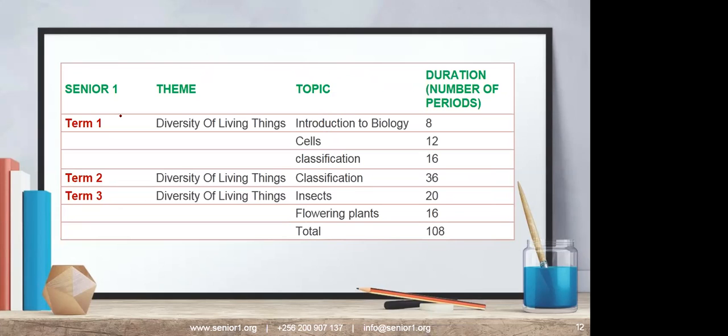Now, it's divided into themes. Of course, the terms remain term 1, term 2, term 3, okay? And the theme that we shall learn is diversity of living organisms. Diversity, who knows what the word diversity means? You can raise your hand and tell me, what do you think is the meaning of the word diversity? You can raise your hand.